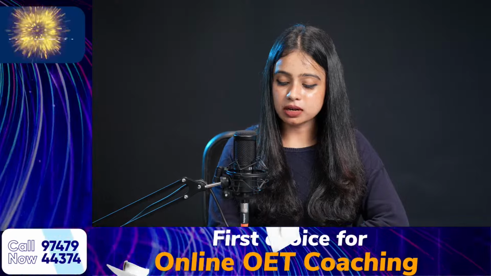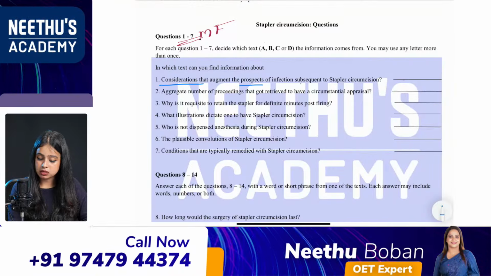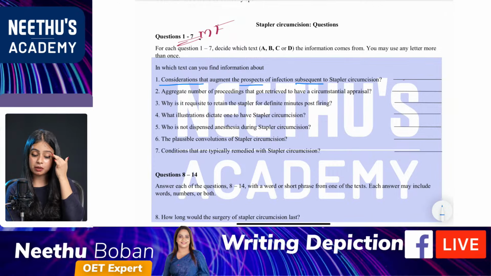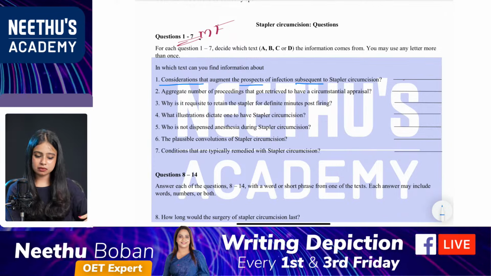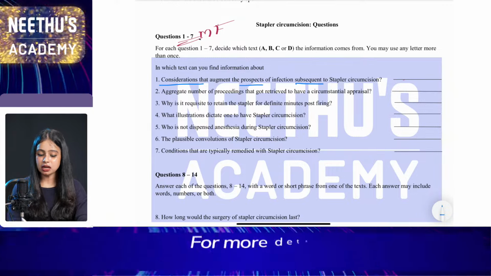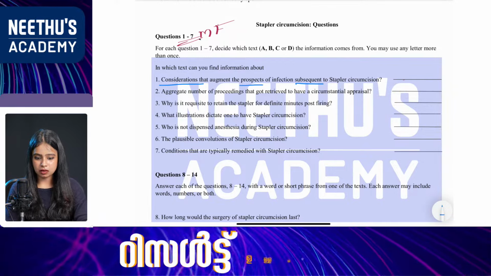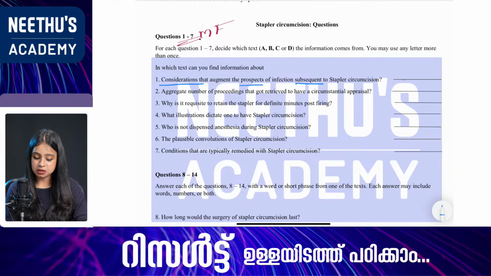Okay, so considerations and prospects, then subsequent. So these are my keywords from the first question. Any idea? What is the correct answer here? Considerations that augment, which means increase. Okay, considerations here which means the factors.